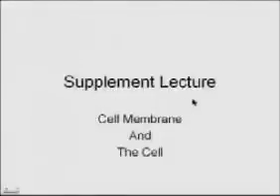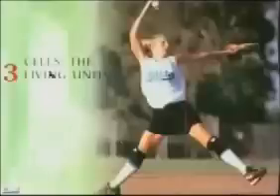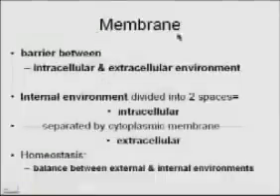This is the supplemental lecture titled Cell Membrane and the Cell, with a focus on cells as the living units. So the membrane is the barrier between the intracellular and extracellular environment. The internal environment, which they compose, is divided into two spaces, intracellular and extracellular, and of course they are separated by the cytoplasmic membrane.